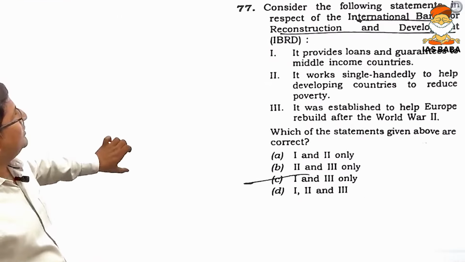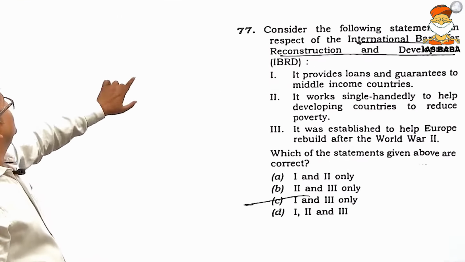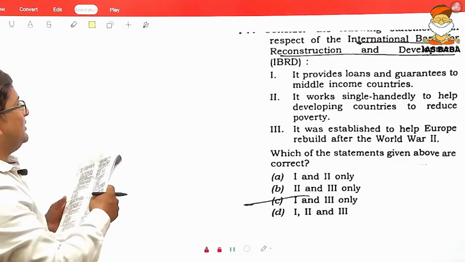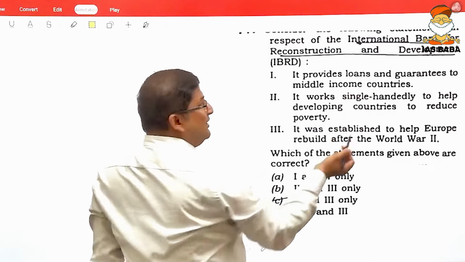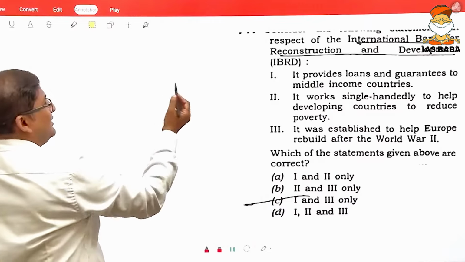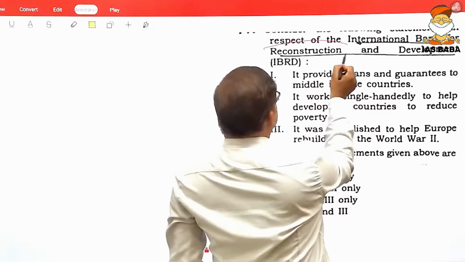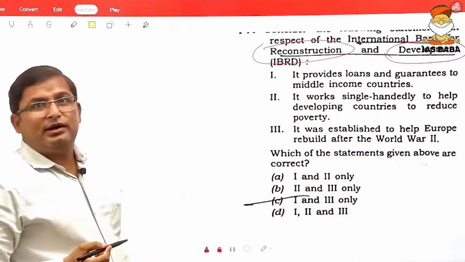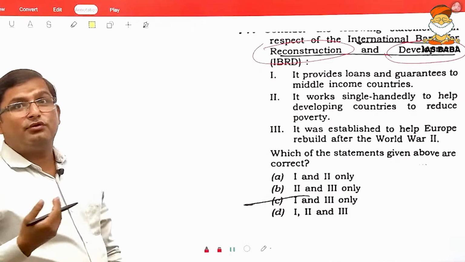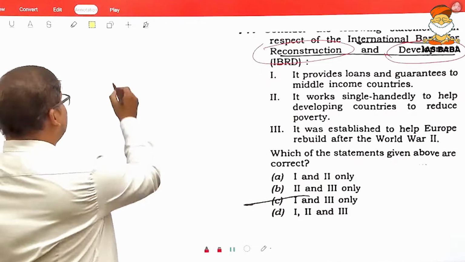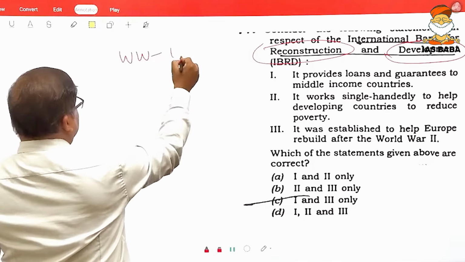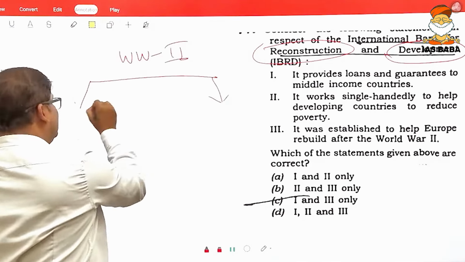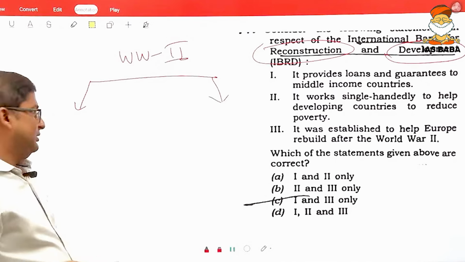That is regarding the IBRD. See, while teaching in the class, I have told multiple times why the name IBRD: International Bank for Reconstruction and Development. I always explain this by using World War II. See, after World War II, there were two events that were happening in world history, world economy.